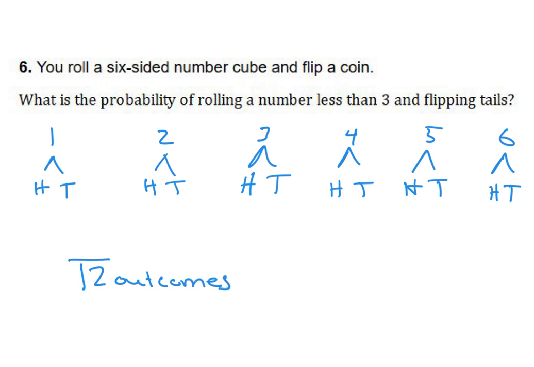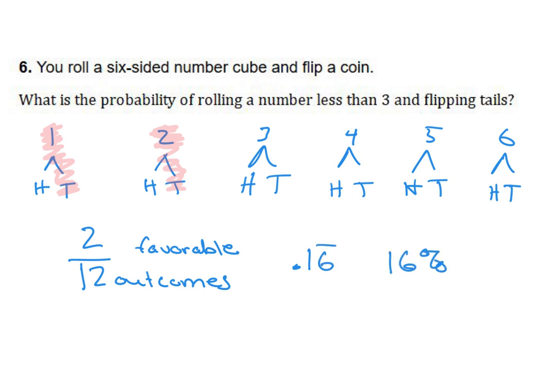We need to decide how many are going to be favorable. For the outcome to be favorable, it says we need to roll a number less than 3, so that would be 2 or 1, and you have to flip a tails. So it could be 1 with a tails or 2 with a tails, meaning there's only 2 possible ways that you could get a favorable outcome. 2 out of 12 is 1 out of 6, and 1 divided by 6 is 0.16 repeating, or 16%.